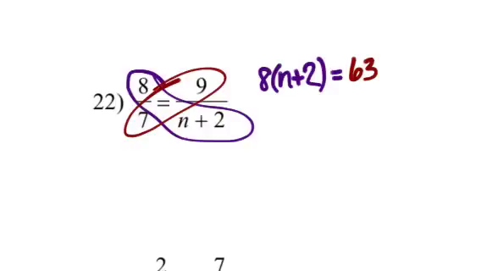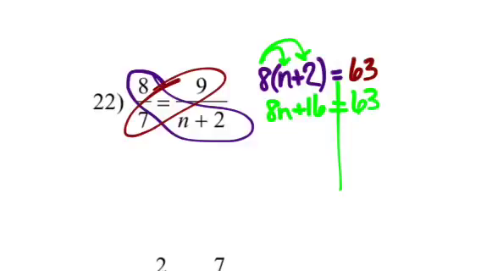Now I'm going to start by dropping my line. I can't circle what I'm solving for yet. I got to get rid of the distributive property. I need to get rid of my parentheses, which means I'm going to do 8 times n and then 8 times 2. How do I write 8 times n? 8n. What is 8 times 2? 16. And since I haven't done anything on the other side, it still equals 63.